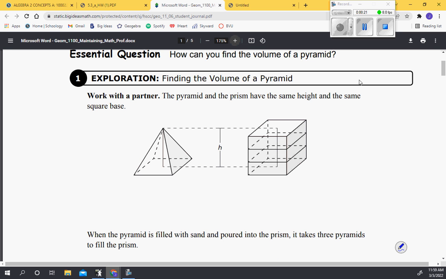What this says is we have a pyramid on the left that has the exact same base as this prism over here. Now we found the volume of a prism in 11.5. It was the area of the base times the height. Today we're going to be talking about, well, what's our formula for the volume of a pyramid? And it is a little different.